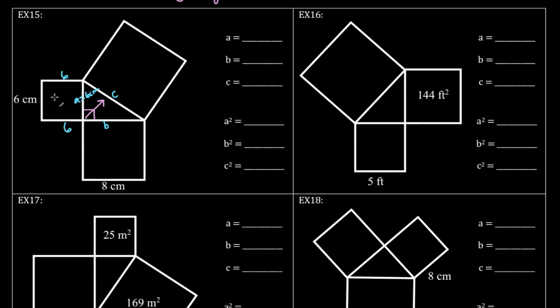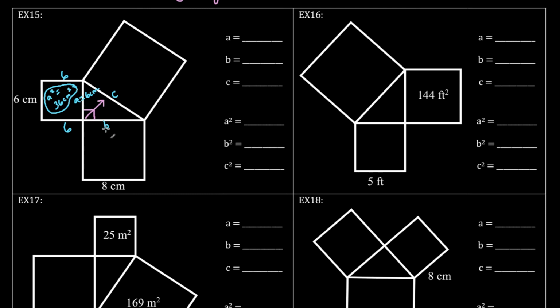We also know that means the area, or A squared, is 36 centimeters squared. So this is the area of the inside. This is how many squares it takes to cover the inside.